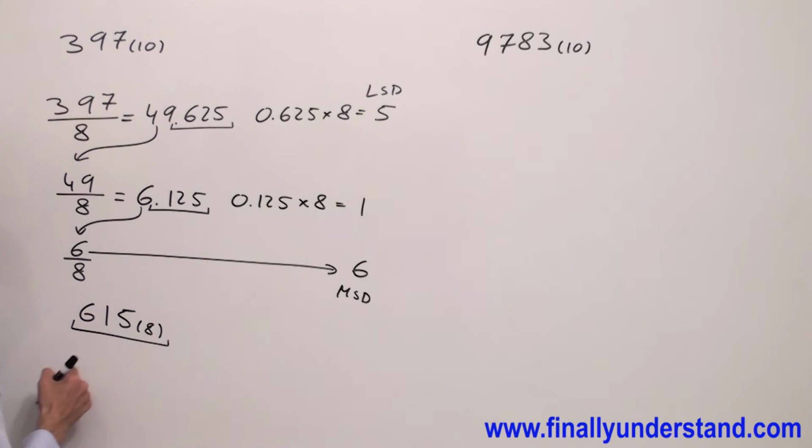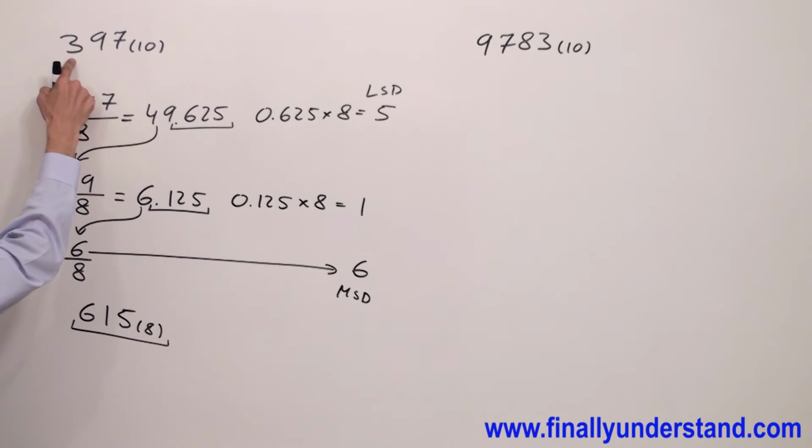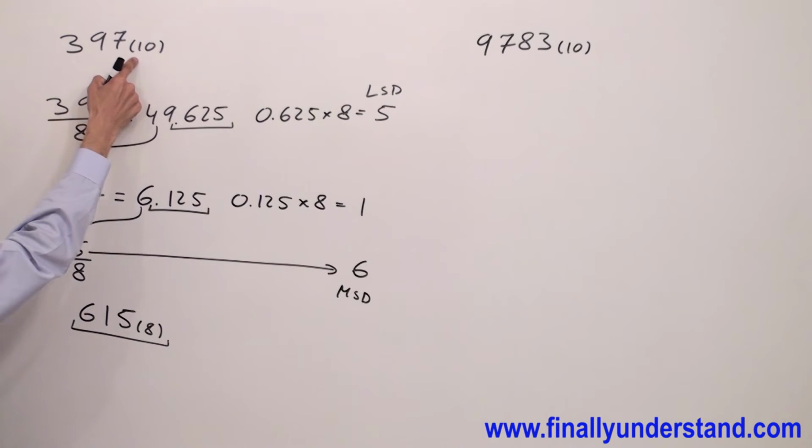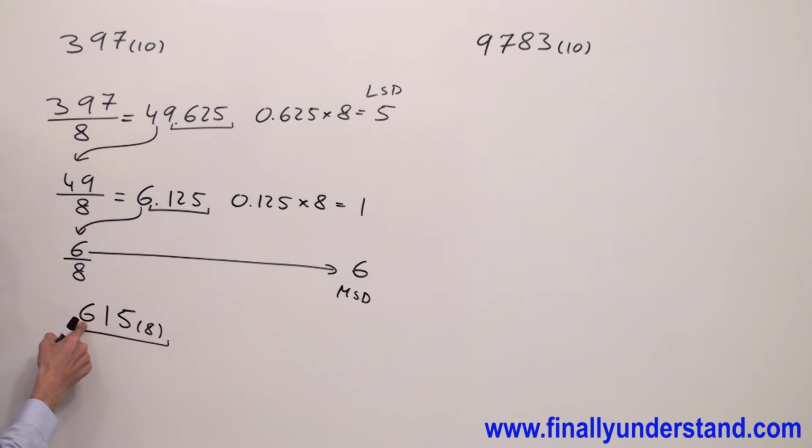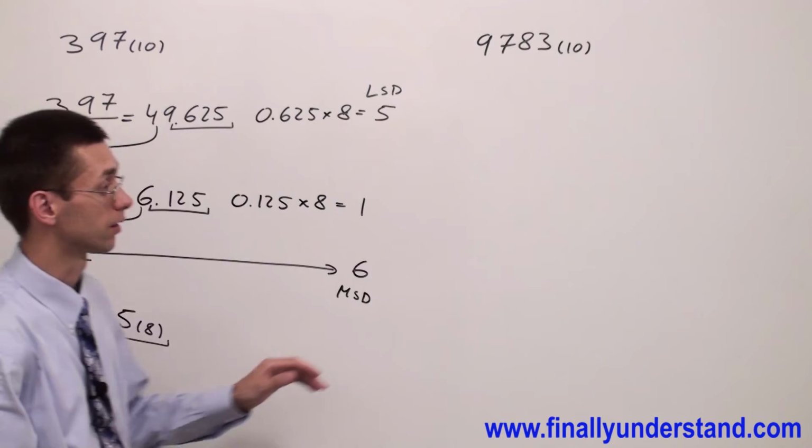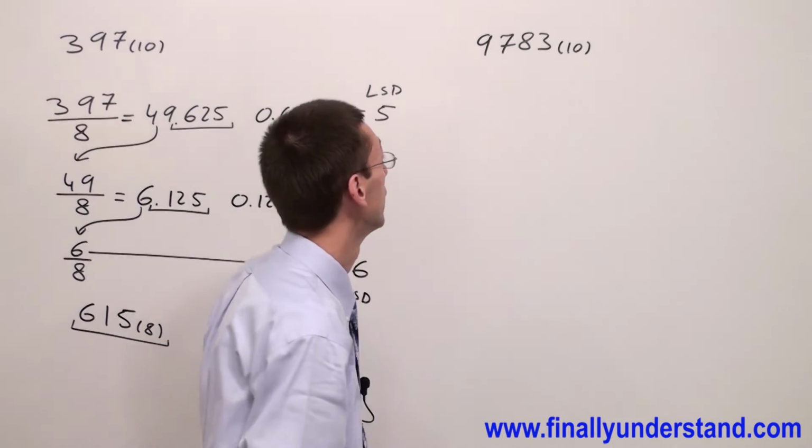So 397 base 10 is equivalent to 615 base 8. And this is the solution to my problem. Let's take a look at the next example.